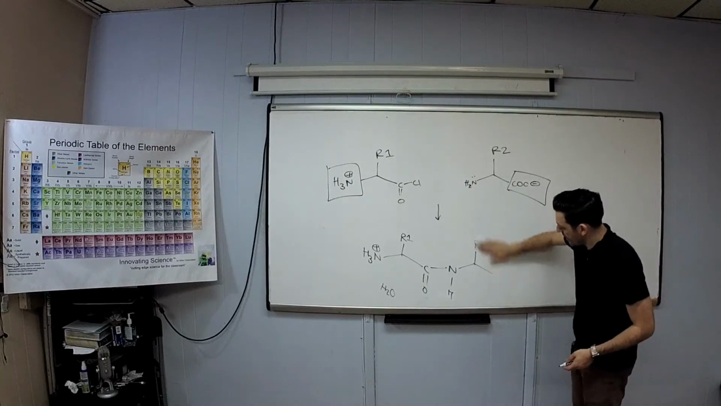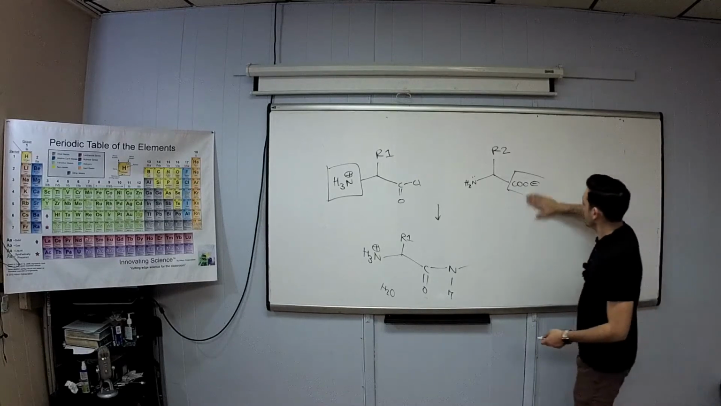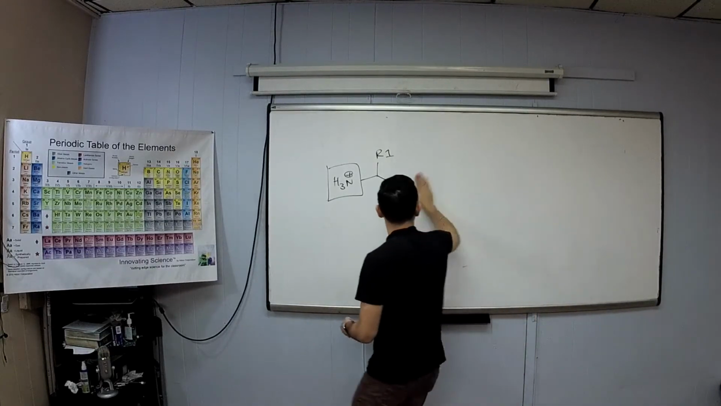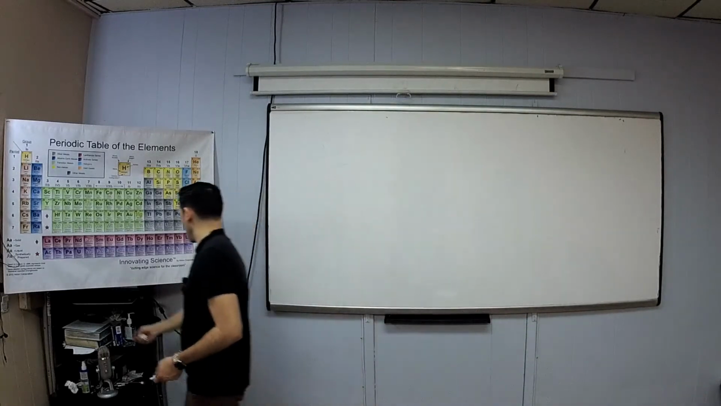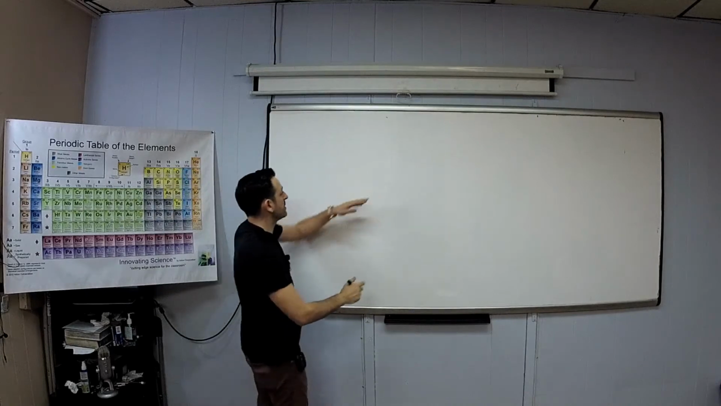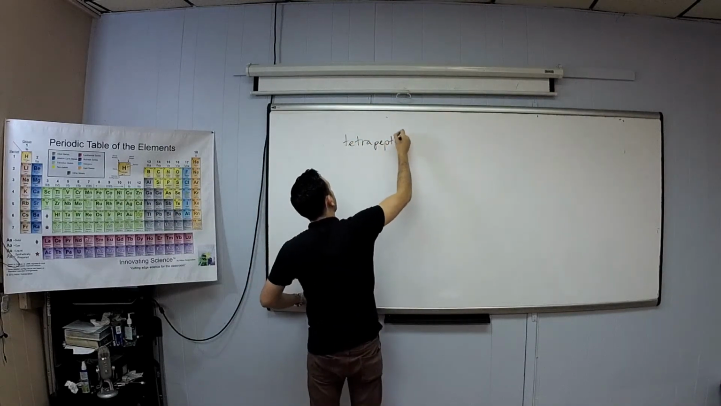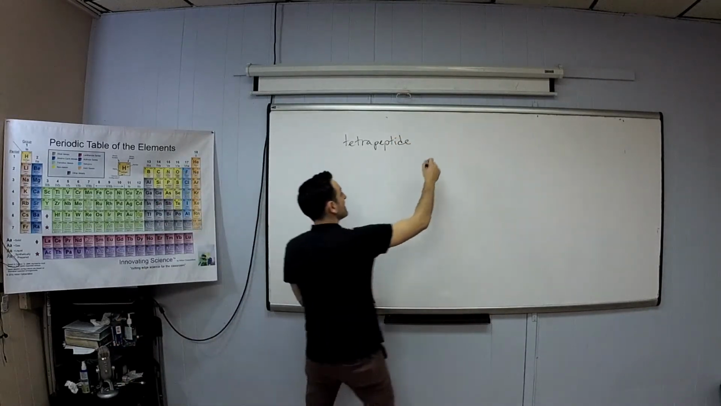So I want to now show, do you see, by the way, you could keep going, you could keep making amide bonds? I want to show the general structure of peptides. So let's say we had the tetrapeptide. Tetrapeptide. EGAC.